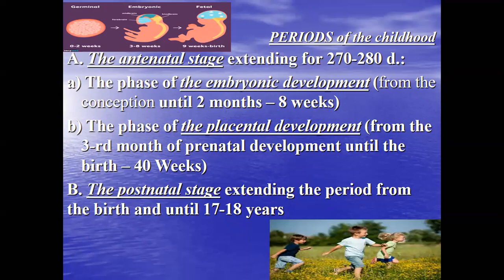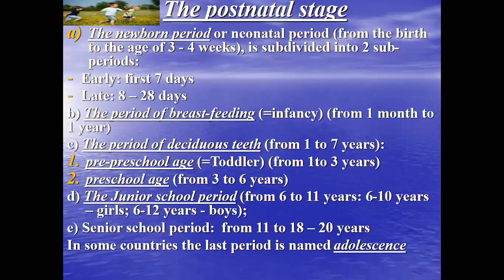And the postnatal stage is also subdivided into several periods. The first is the newborn period, or we call it the neonatal period, from the birth to the age of 1 month, and this period is subdivided into two sub-periods: early neonatal period, the first 7 days, and late neonatal period from the 8th day till 28 days. The period of breastfeeding, the next period of the postnatal stage, or we call it infancy, is from 1 month to 1 year.